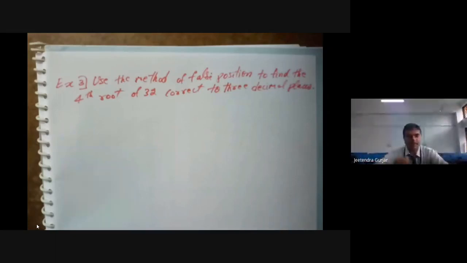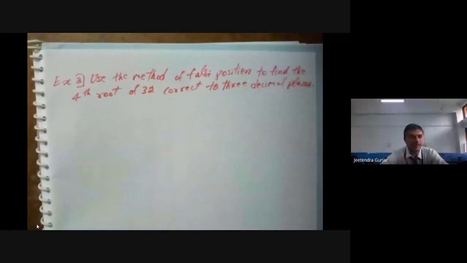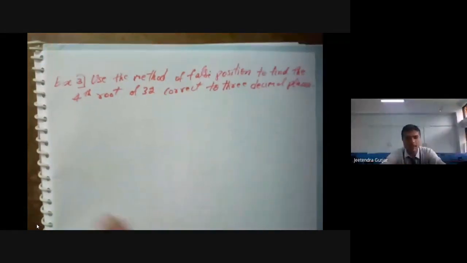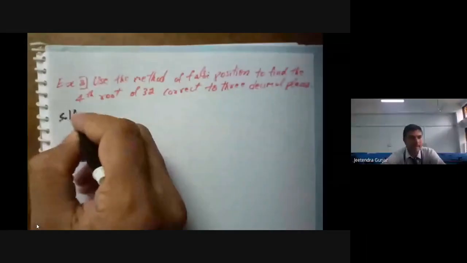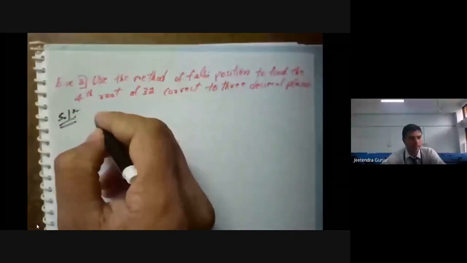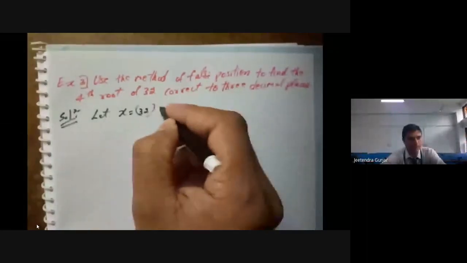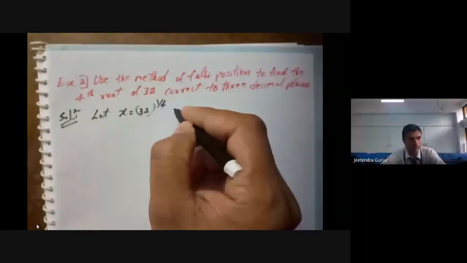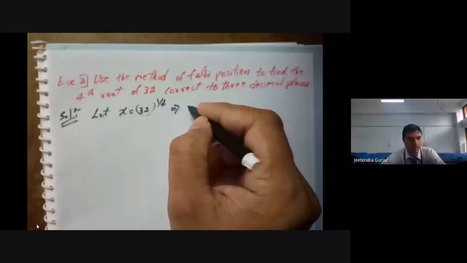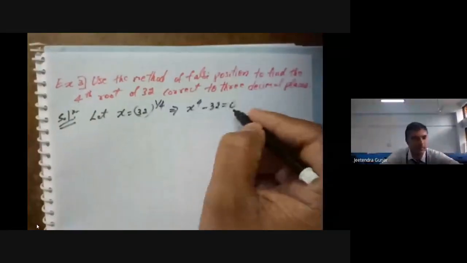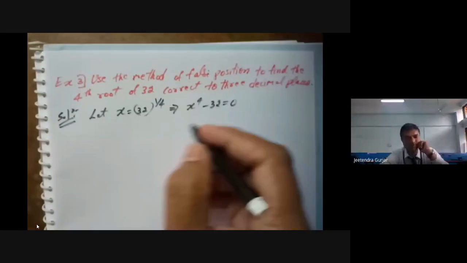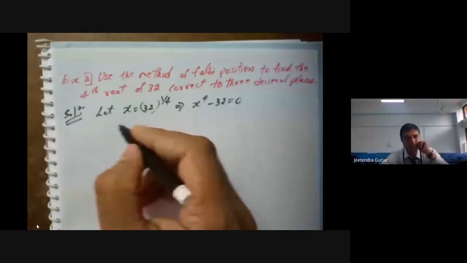So without wasting time, I'll start the example here. Where you have made a mistake, you can see. Let x be equal to the fourth root of 32. So I have to take x equal to 32 raised to 1/4. It means that x raised to 4 minus 32 is equal to 0. Is it clear? So what we get: x raised to 4 minus 32 is equal to 0. Try to understand the question here.